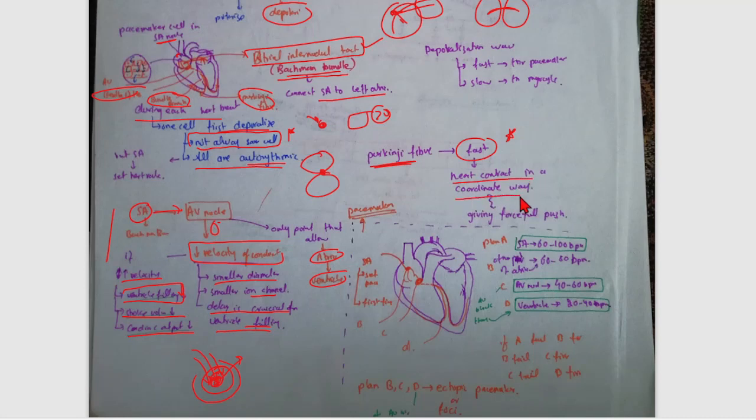The heart contracts in a coordinated way. For example, if one cell depolarizes, all the cells of the ventricle become depolarized and the ventricle contracts simultaneously, giving a forceful push. If all the muscle contracts at one time, this creates a forceful contraction.